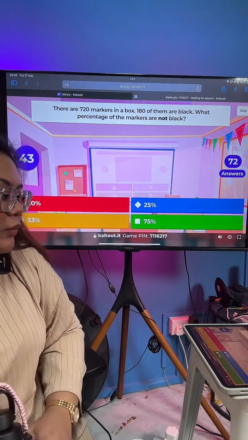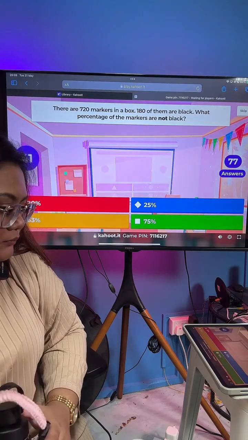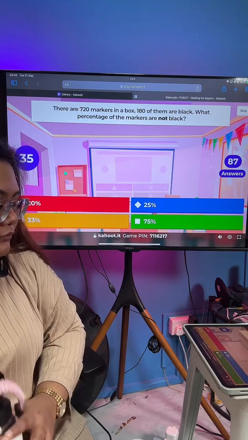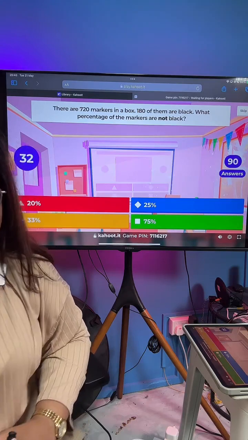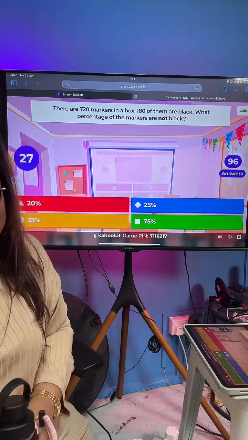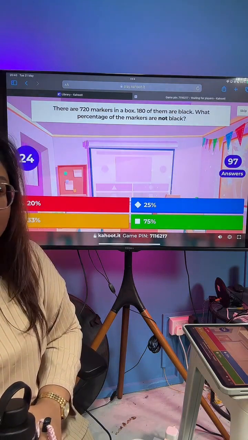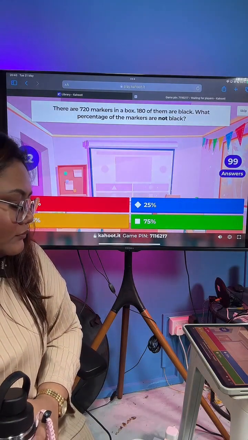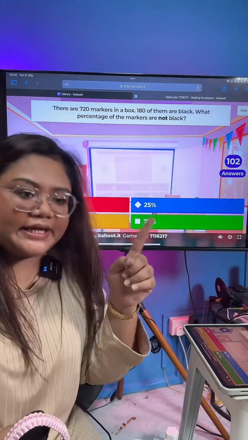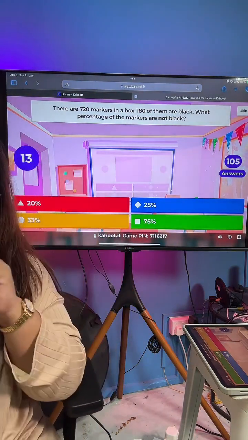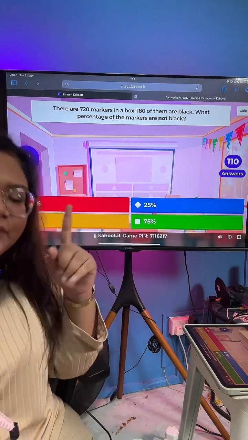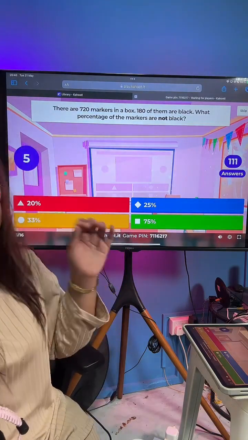180 are black. I want not black. Okay, not black. Yes, Rainy, nice one. This one you no need to calculate also can get the answer. I want not black, not black.